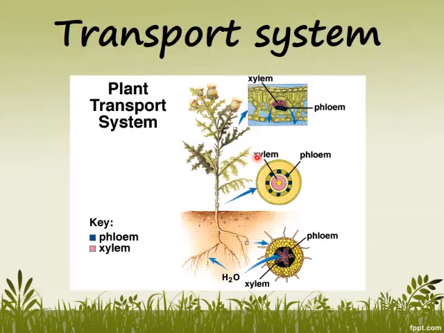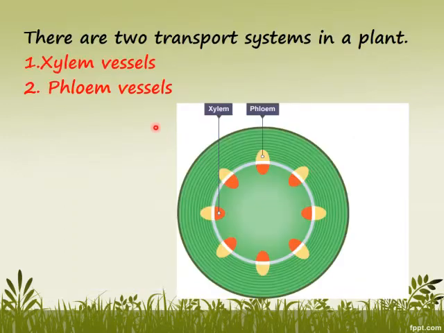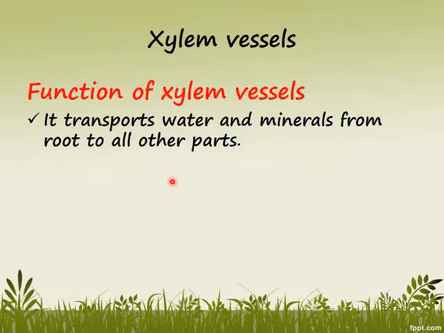So let's discuss the transport system in detail, and the transport tissues include the xylem and the phloem. Here are two types of transport system. The first one is xylem vessels and the second is phloem vessels. Here you can see the xylem vessels colored or marked orange, and these are the phloem vessels that are light peach color. So these are the two types of transport systems in plants.